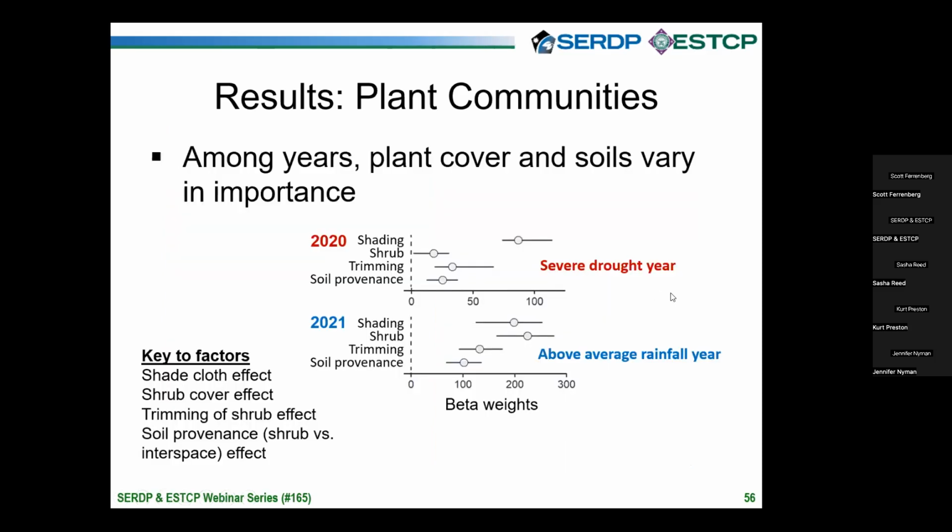What did we find? I'm going to try to simplify this by showing you these standardized beta weights, and you don't need to know how beta weights are calculated. You only need to know that they're a standardized measure that allow for apples to apples comparisons across different groups or different effects that are in the model. And what I'm going to show you is the effect of the covers, shading, shrub, and trimmed relative to that open interspace where there is no cover at all, and the effect of occurring in shrub-related soil, so soil derived from being near a shrub versus being out in the interspace.